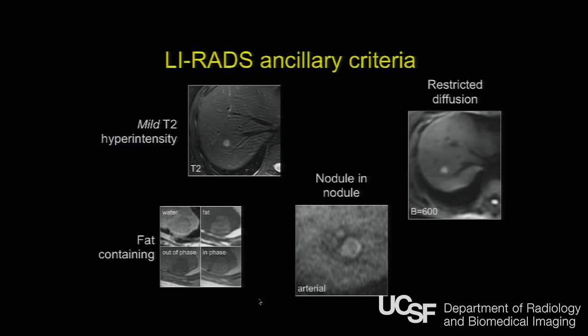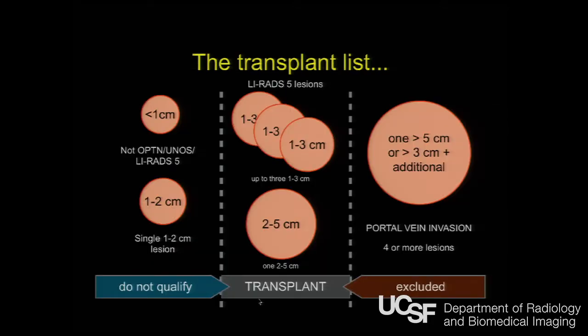So the key thing with LIRADS is major criteria: arterial phase hyperenhancement, washout appearance, capsule appearance, interval growth, and size. It's always good to keep in mind the transplant list, because that's really the key point of the LIRADS or OPTN criteria. To be on the transplant list, you have to have a T2 tumor. So that means you have to have a tumor that's LIRADS 5 that's greater than 2 centimeters. Anything less than 1 centimeter obviously won't put you on the transplant list. And if you have a single 1 to 2 centimeter lesion, that won't get you on the transplant list, okay? But if you have a lesion between 1 and 3 centimeters, you can have up to 3 lesions, and if you have one over 3 centimeters, you get 1 lesion over 3 centimeters up to 5 centimeters, okay?